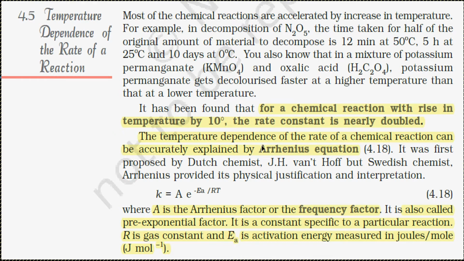The temperature dependence of the rate of a chemical reaction can be accurately explained by the Arrhenius equation. Now this is the Arrhenius equation: k is equal to A e raised to minus Ea upon RT, where A is the Arrhenius factor or the frequency factor. It is also known as the pre-exponential factor. It is a constant specific to a particular reaction.